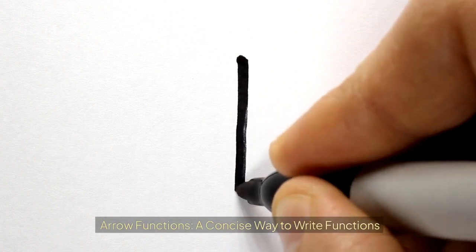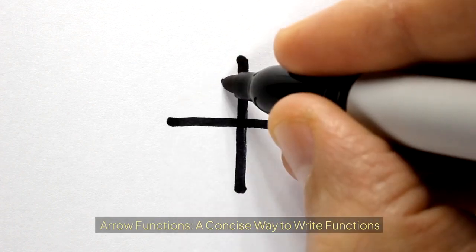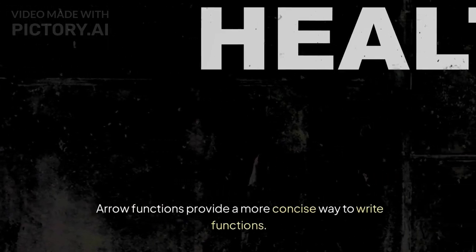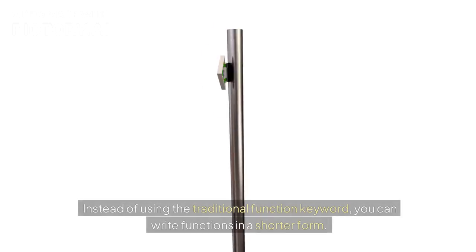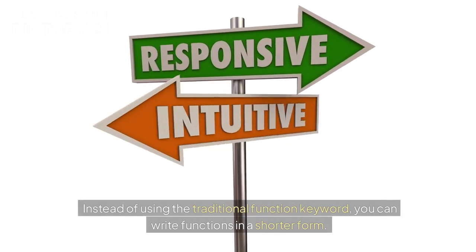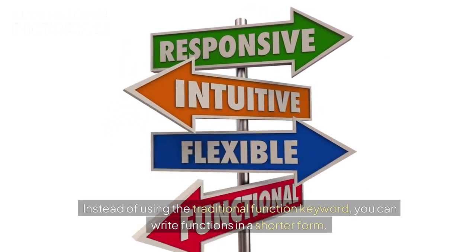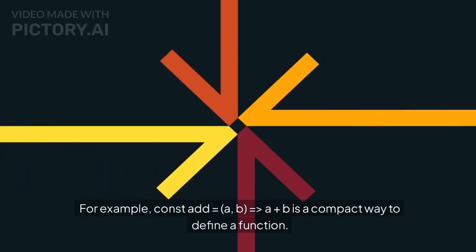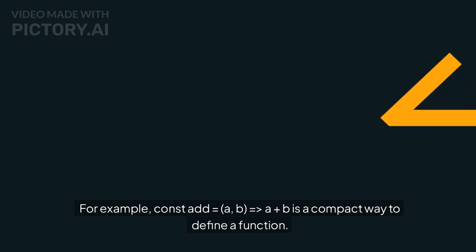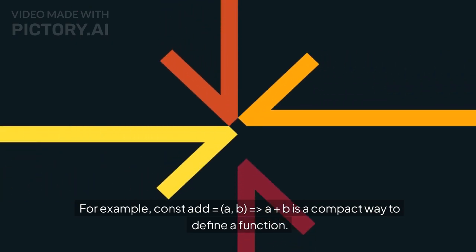Arrow functions, a concise way to write functions. Arrow functions provide a more concise way to write functions. Instead of using the traditional function keyword, you can write functions in a shorter form. For example, const add = (a, b) => a + b is a compact way to define a function.